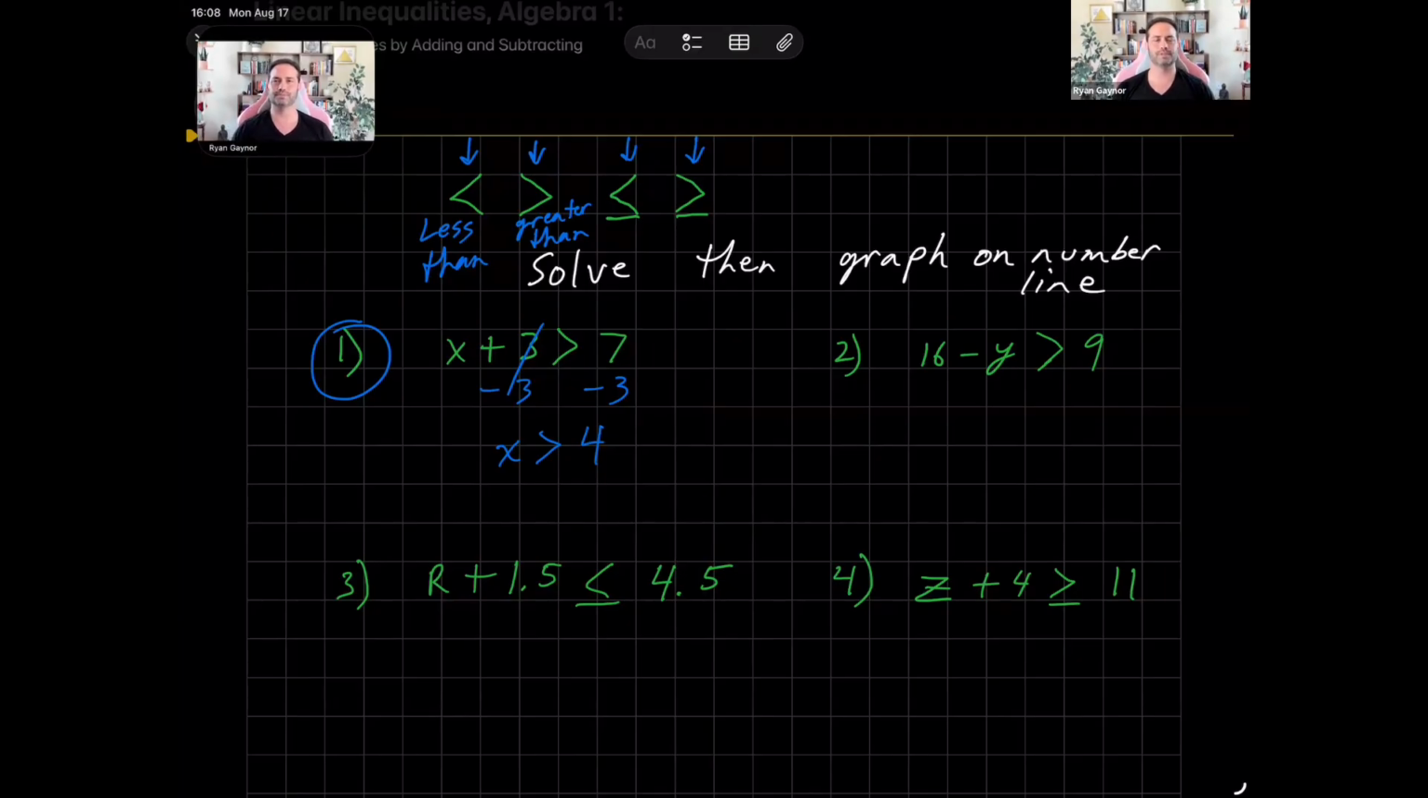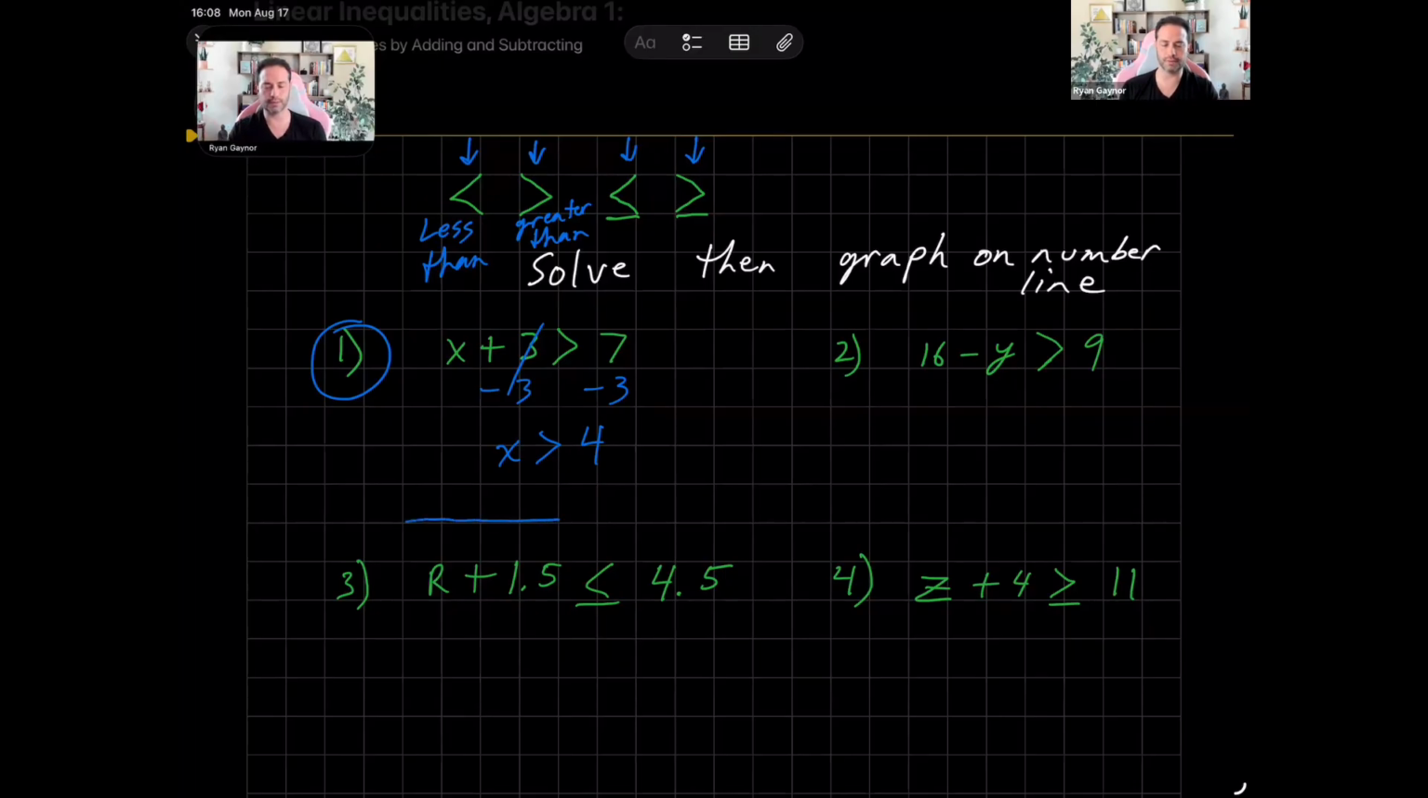Okay, so now you want to first demonstrate, well, what does that mean? So when I say x is greater than 4, it literally means that x can be any number as long as it's greater than 4. So could be 4.1, right? All right, now we're going to put it on the number line.